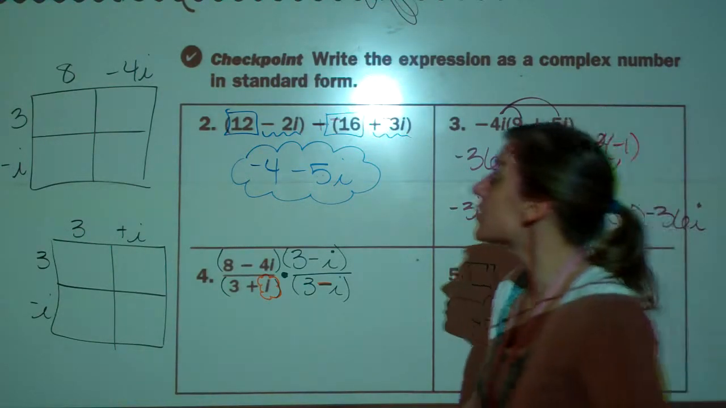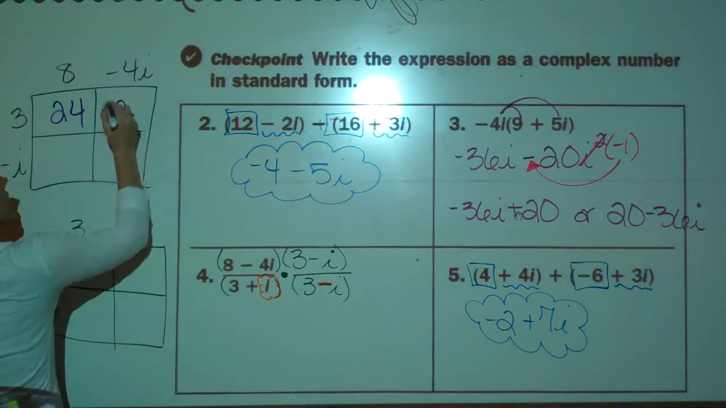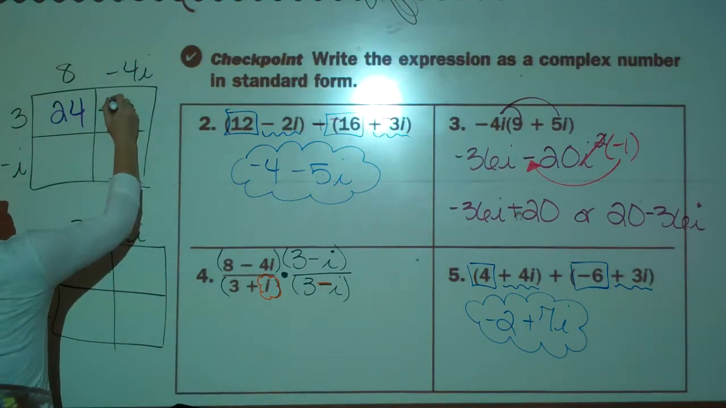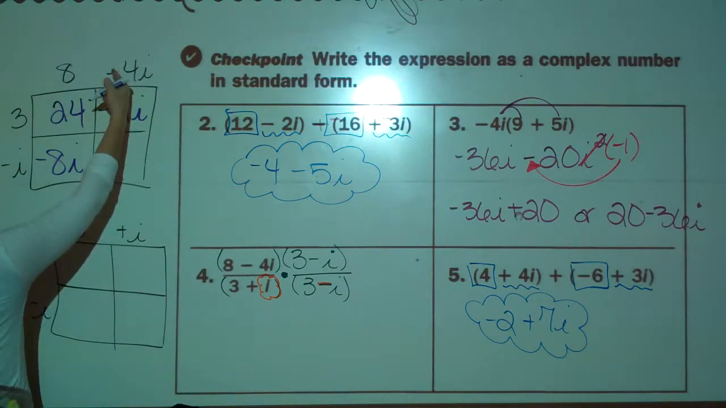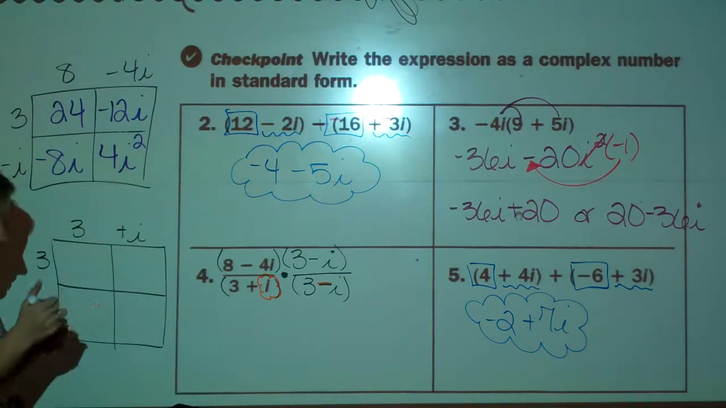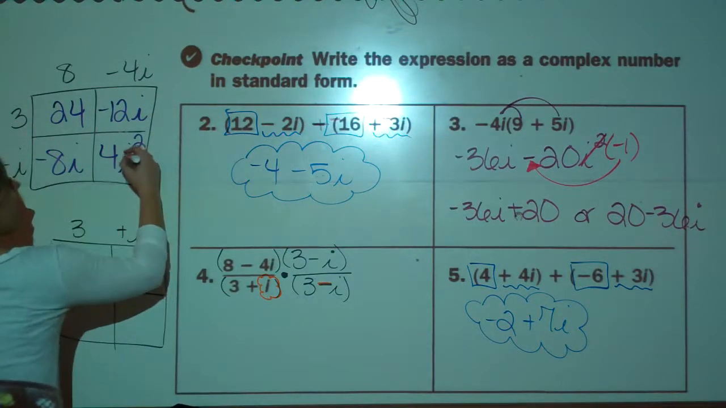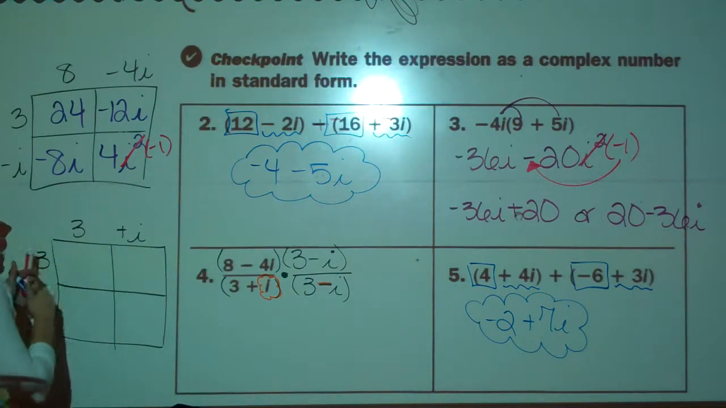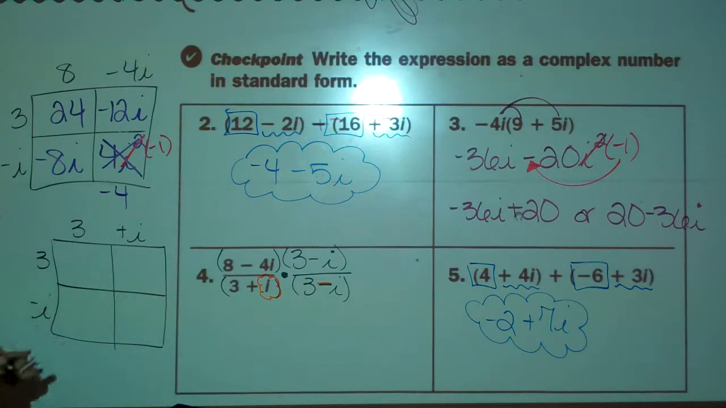purple. There we go. So we get 24, negative 12i. Then we get negative 8i. And then negative 4i times negative 1i is a positive 4i squared. But again, that i squared jumps out at us. We have to recognize that is a negative 1. So instead of a positive 4, that negative 1 is going to change it to a negative 4.